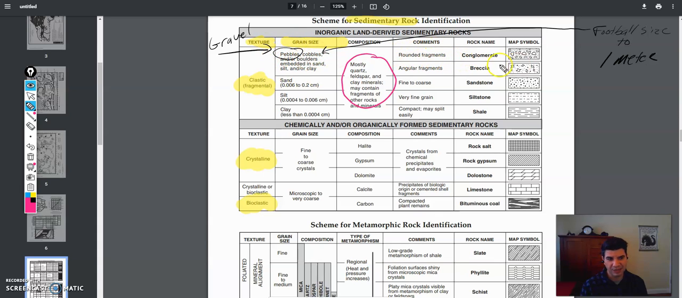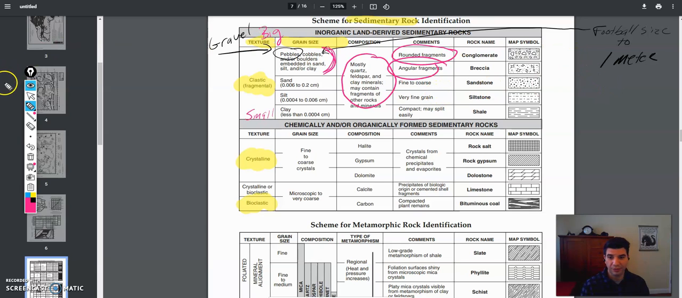Not just the size, like for example, conglomerate and breccia. They're both made up of particles this size. Pebbles, cobbles, boulders found within sand, silt, and clay. The difference between the two is that conglomerate is rounded fragments, whereas breccia would be angular. Sandstone is fine, siltstone is even finer, and shale is like baby powder smooth. So you see, as you go towards the bottom, the particle size will be small, and if you move to the top, these guys are going to be big.